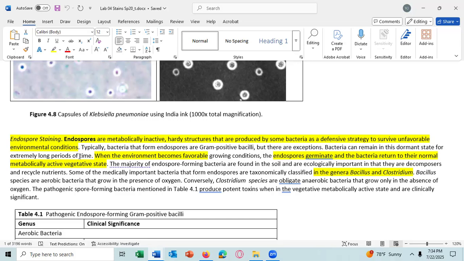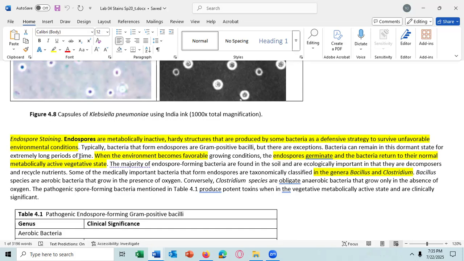Once the environment becomes favorable, the endospore can germinate and return to the normal metabolically active vegetative cell that we used to call the parent cell. Obviously now it's the offspring cell, but it can then reproduce and grow. Any question about that?